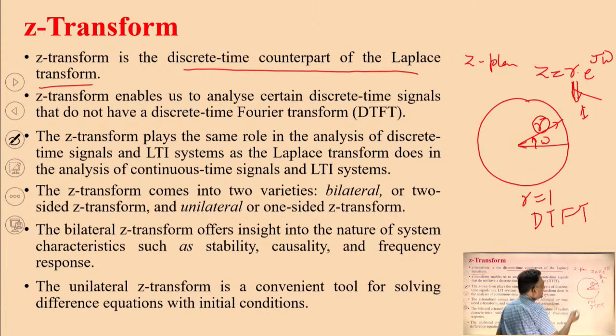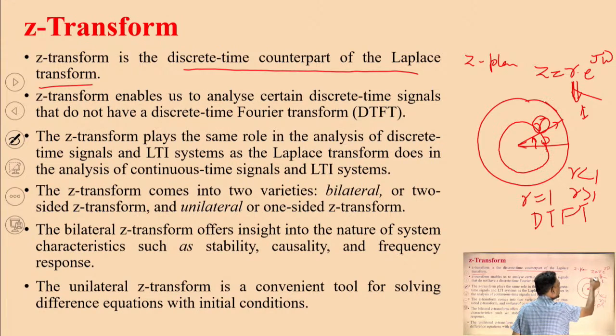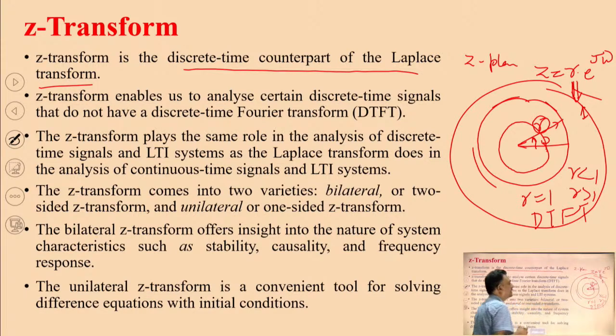So we can take the value r less than 1, or we can take the value r greater than 1. You can restrict your analysis not only to the unit circle, but to any other circle. You will choose the value of r in such a manner that your signal becomes absolutely summable. Okay, now we will read this.